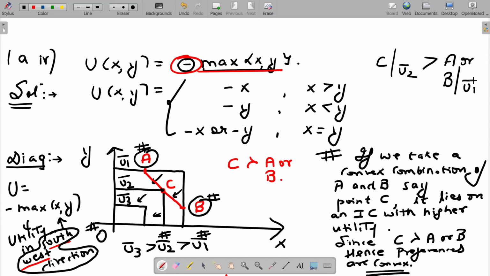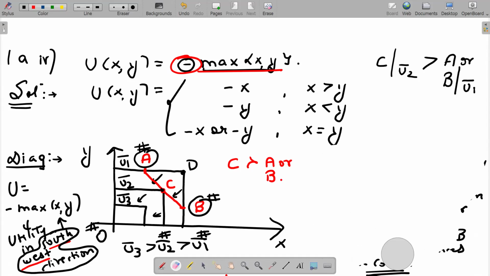Is it monotonic? So let's find out whether it's monotonic or not. Now let me take another bundle D. Suppose this is D, guys. Now, although C contains less of both the goods compared to D, still you prefer C over D. So preferences are not monotonic, because monotonic preferences means more is preferred to less. But in this case, you prefer C over D.